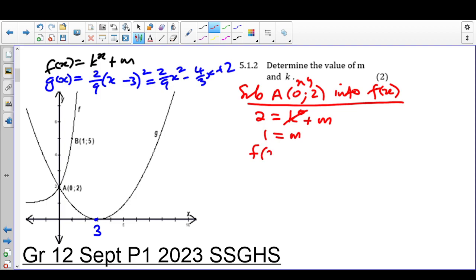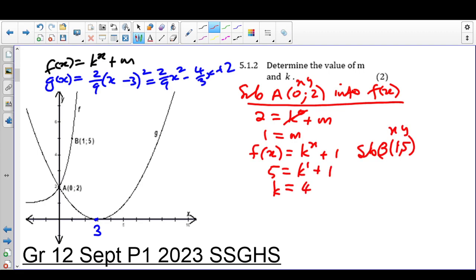So f of x now reads f of x is equal to k to the x plus 1. Now I substitute the other point, which is B, which is 1 and 5. That's the x and the y. So 5 is equal to k to the 1 plus 1, which makes k 4. So what's the equation of f of x now? f of x is equal to 4 to the x plus 1.